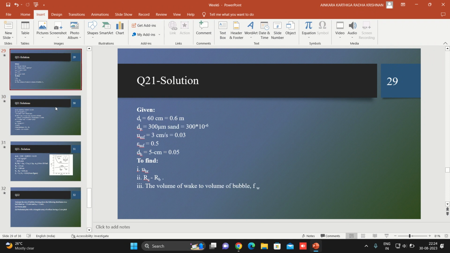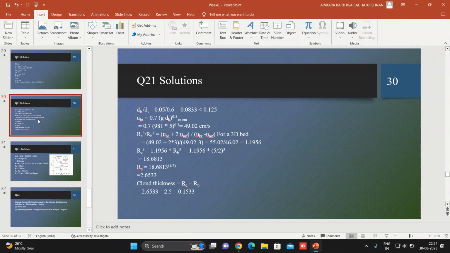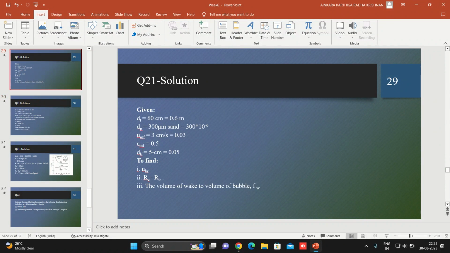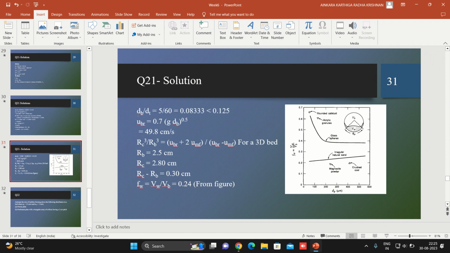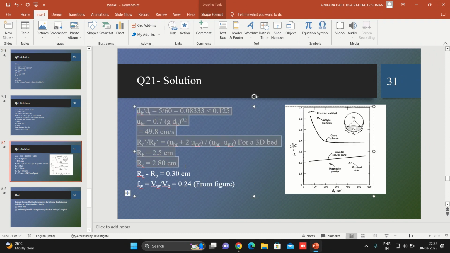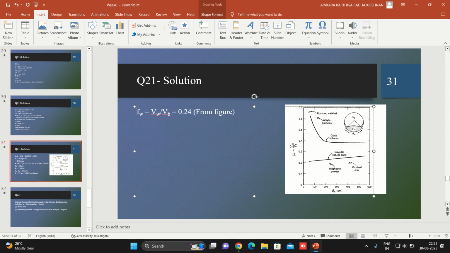What else is remaining? What we need to find? They have found out UBR, RC minus RB, and volume of wake to volume of bubble. For that we need this chart. In this chart it is given that for the particle diameter, FW is given.